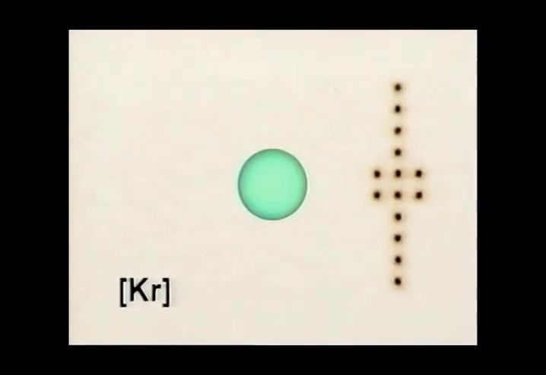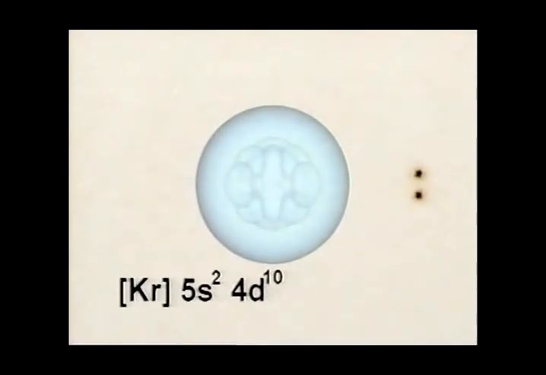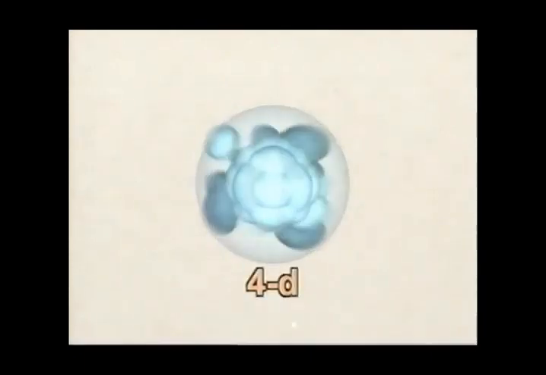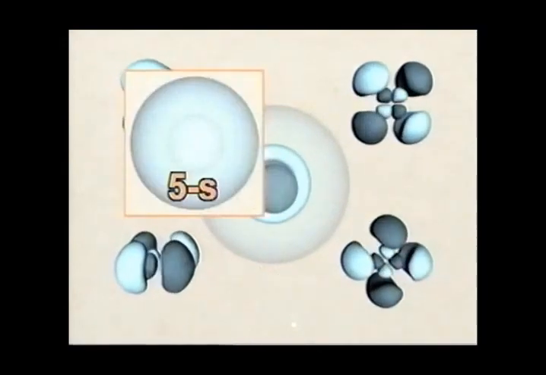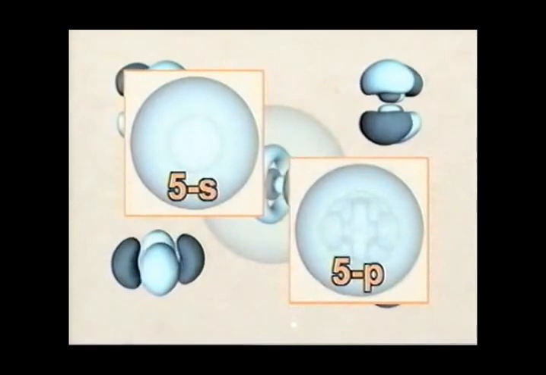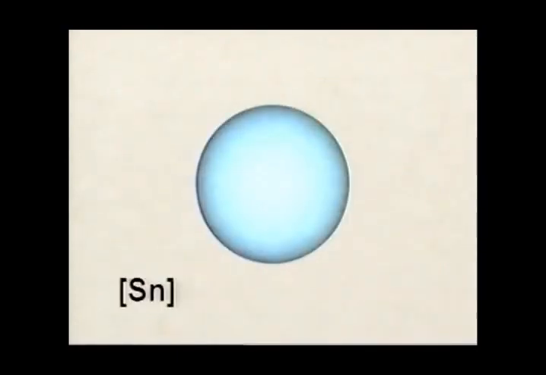The first 2 electrons are found in the sphere-shaped 5s orbital shell. The next 10 electrons fill 5 clover-shaped 4d orbitals. And the final 2 electrons are distributed among 3 lobe-shaped 5p orbitals. Since the electrons in the 4d orbital are at a lower energy than those in the 5s and 5p orbitals, only the 4 valence electrons in this 5th shell influence how tin interacts with other elements.